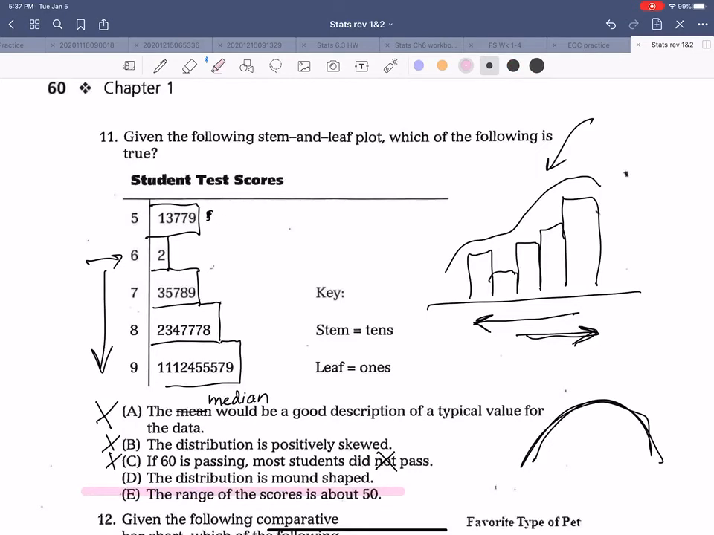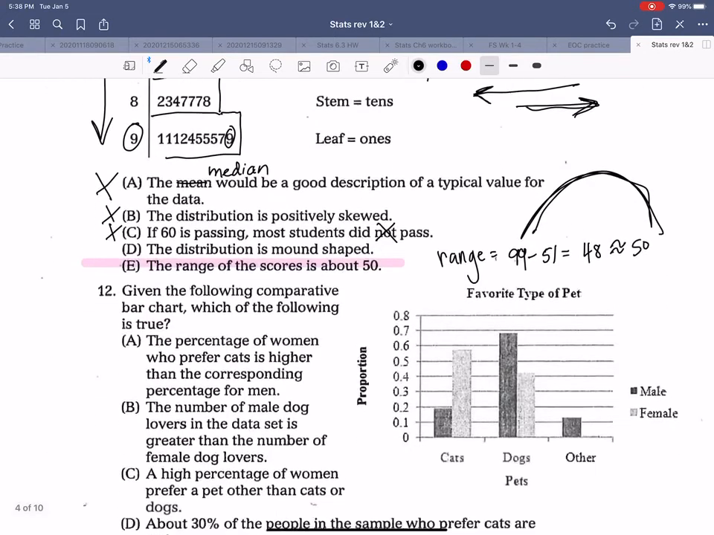The range is about 50. So let's calculate that, and that would be easy to jot down. The range is, the highest number is 99. Here it is, 99 and 51. So 99 minus 51 is 48, which is about 50. So that's why I like it.